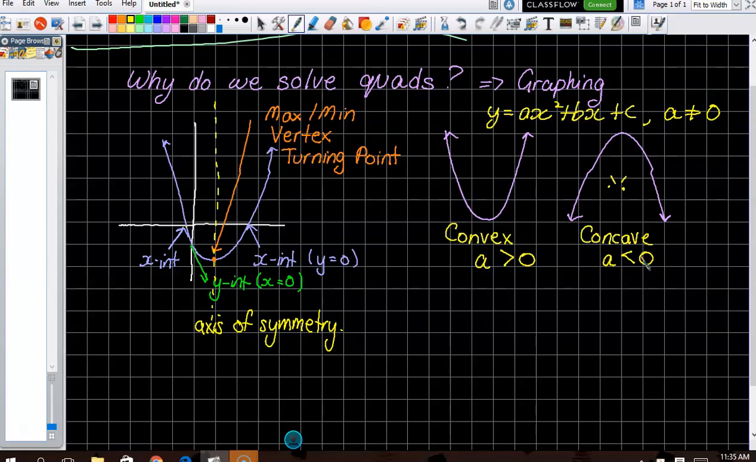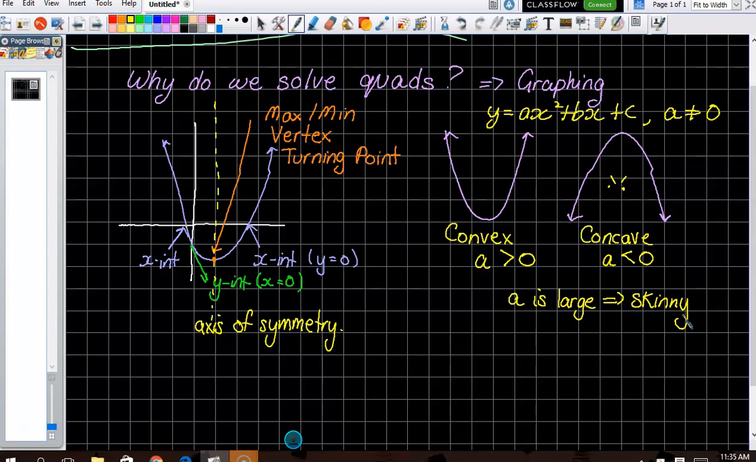Is there anything else that a tells us? The dilation. Similar to when we had the sine and cosine graphs. Remember the a out the front? That stretched it, made it skinny. Well, that does the same thing here. So when a is large, you're going to have a reasonably skinny parabola. And if it is less than 1, so a half, a quarter, it gets quite wide.